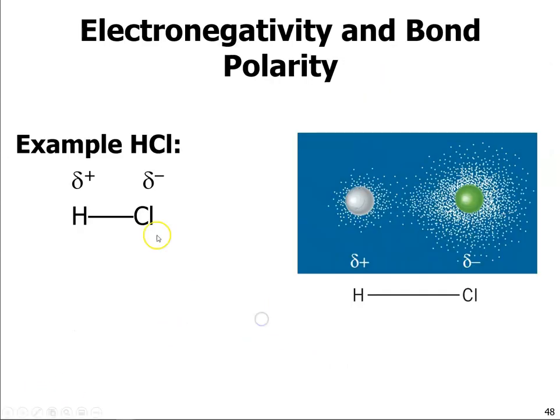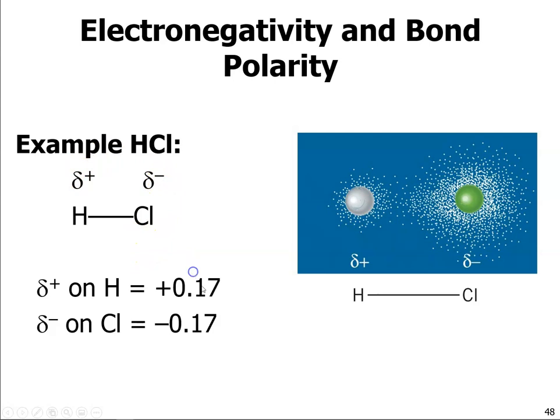Here's that hydrochloric acid, HCl. This is the way we would write it out with a partial positive and partial negative. And if we actually look at the values, the hydrogen gets a 0.17 positive charge. So it's not a +1, and the chlorine gets that electron, that negative charge. So it's a negative 0.17 charge on the chlorine.